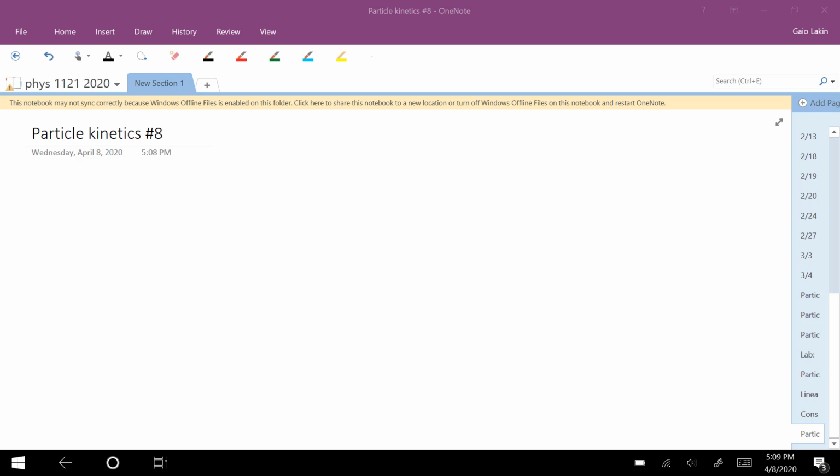Okay, this is a solution to particle kinetics number 8. It's the one where a car is accelerating backwards at 4 meters per second squared, and there's a coffee cup that falls while the car is accelerating.